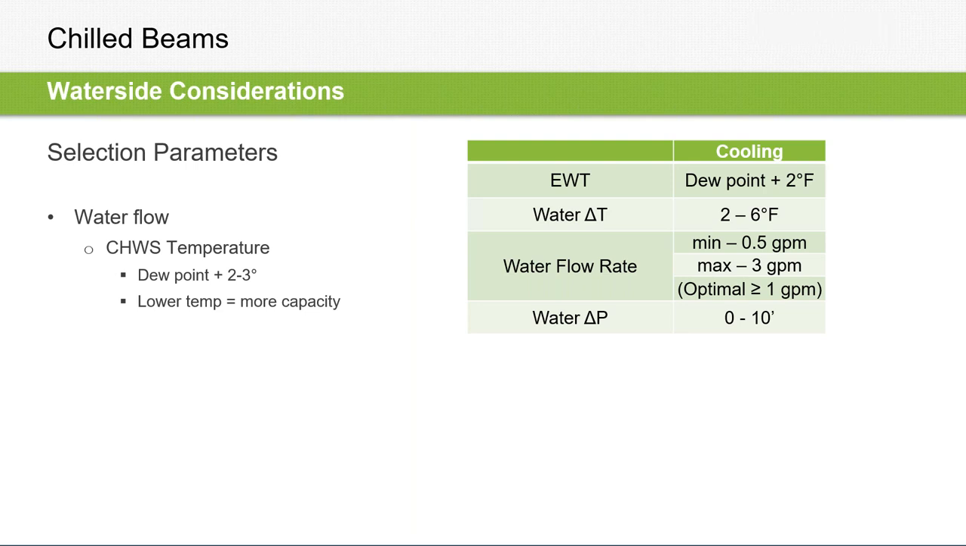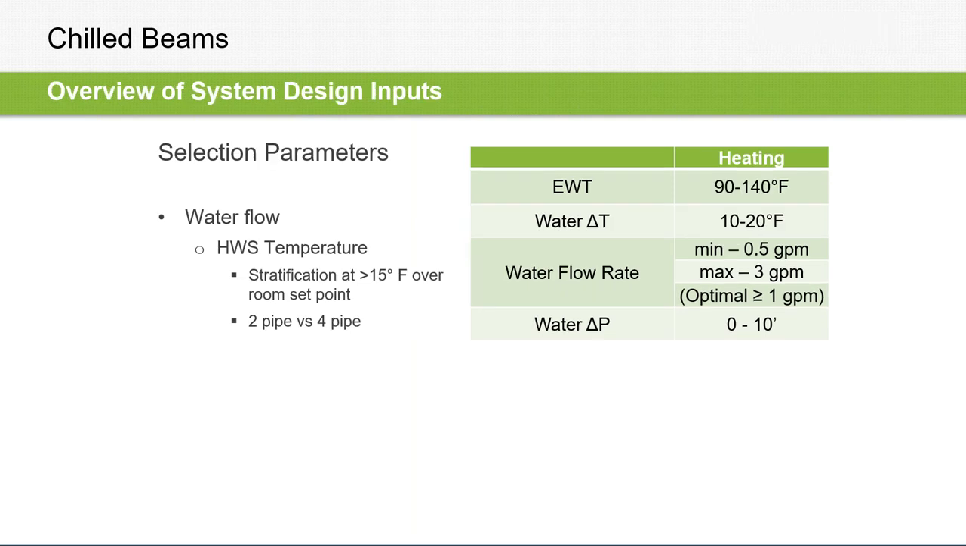This is what we see the GPMs in both heating and cooling operating through. And then 0 to 10 foot ahead is kind of the pressure drop that we start looking into. It can be more, depends on your system and what your pump can achieve. Then also we do have 2-pipe and 4-pipe.